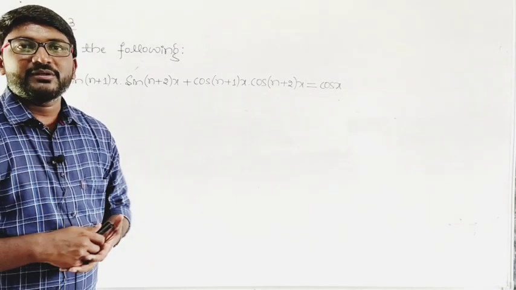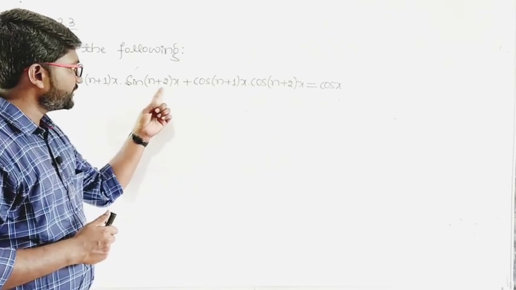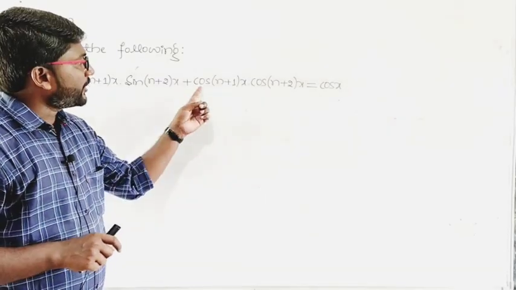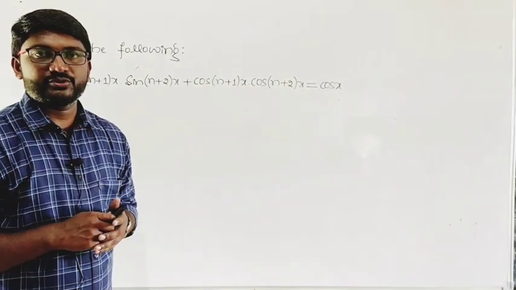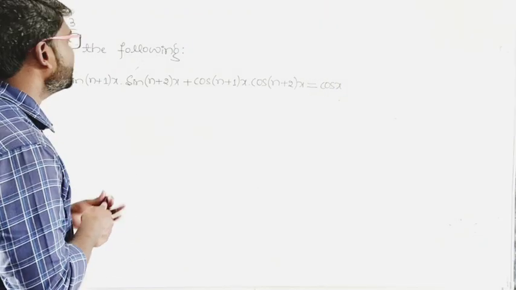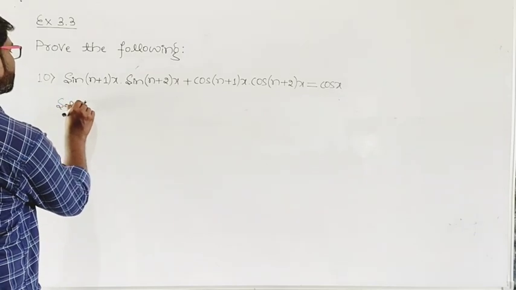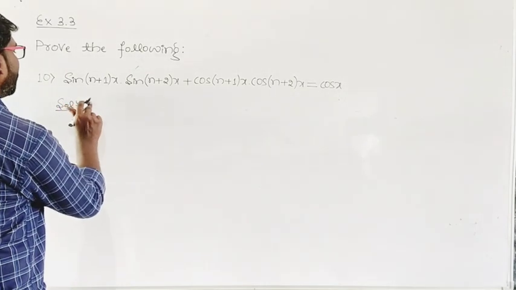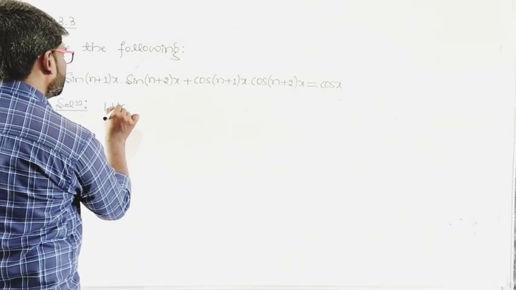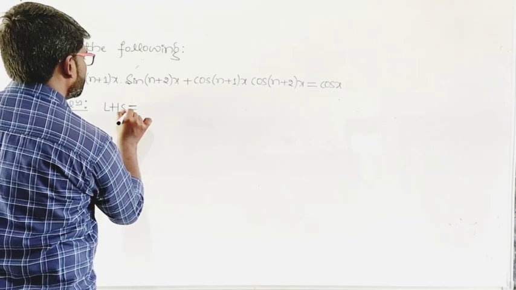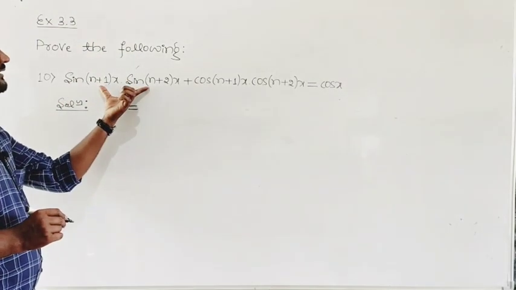Now the 10th problem: sin((n + 1)x) into sin((n + 2)x) plus cos((n + 1)x) into cos((n + 2)x) is equal to cos x. So I will take the left hand side now. Solution. We'll write the LHS, which is equal to, so here I write this in the beginning and then plus I will write the first term.